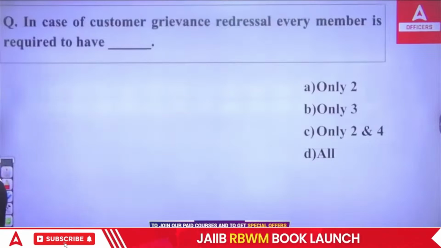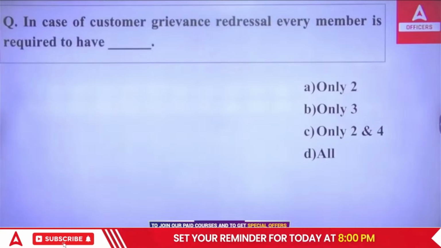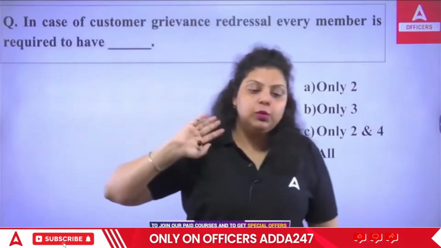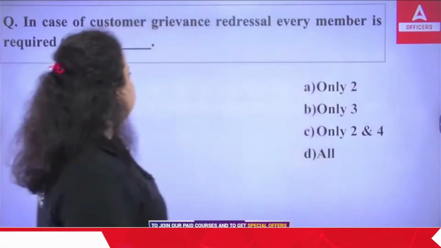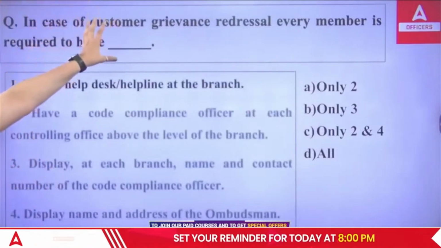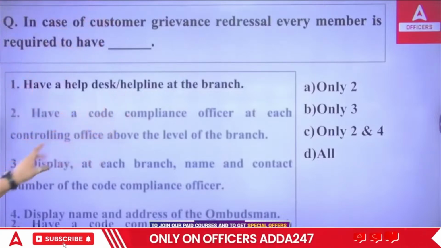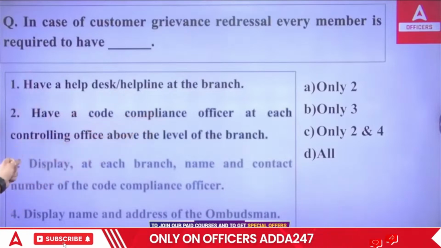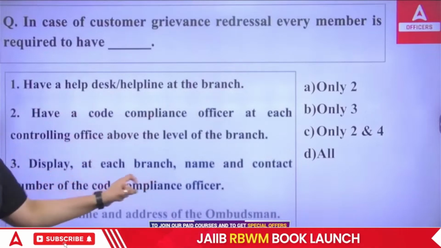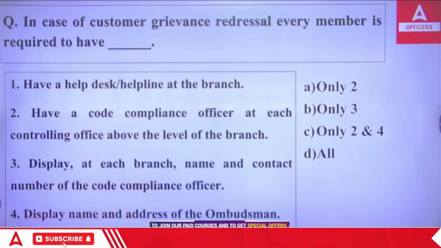Next question we are talking about. In case of customer grievance redressal, every member is required to have dash. So a customer grievance redressal portal should be there in each and every service you are providing, not only in banking services, but also in other services. So first, in case of customer grievance redressal policy, every member is required to have what? To have a help desk helpline at the branch, to have a code compliance officer at each controlling office above the level of the branch, to have display at each branch name and contact number of the code compliance officer, and to have display name and address of the ombudsman.